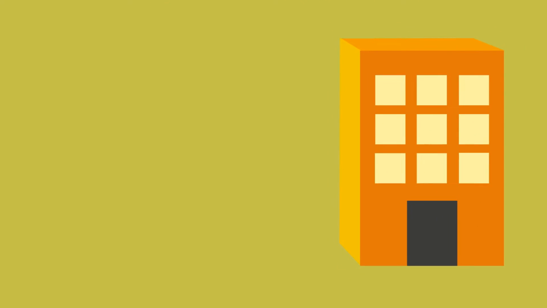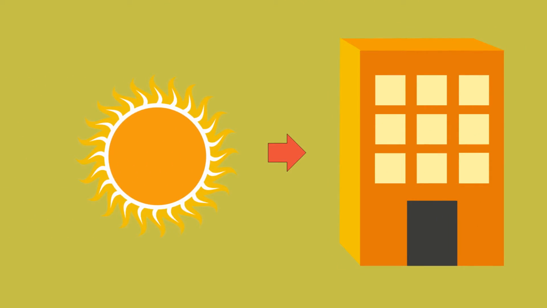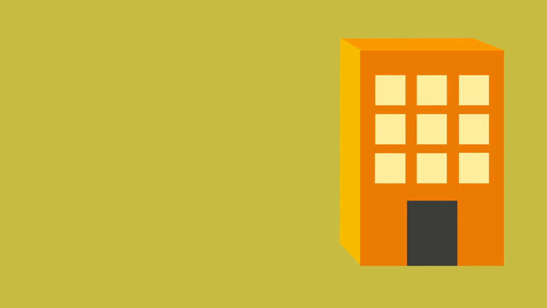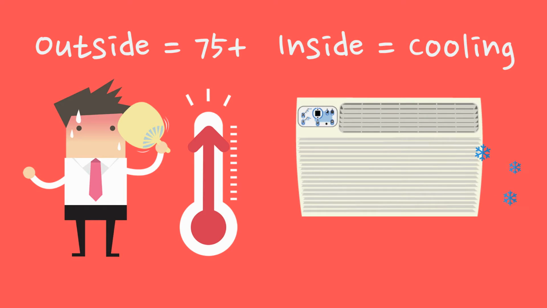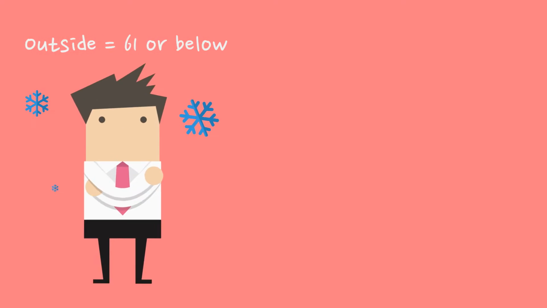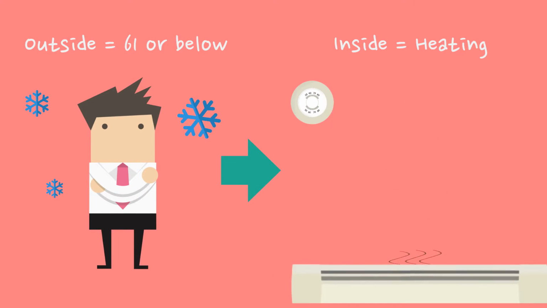In addition, all buildings have an outside temperature sensor which communicates the outdoor air temperature to your unit. If it is warmer than 75 degrees outside, your unit will provide cooling. If it is colder than 61 degrees outside, your unit will provide heating.